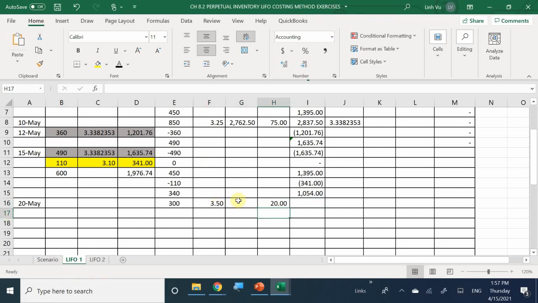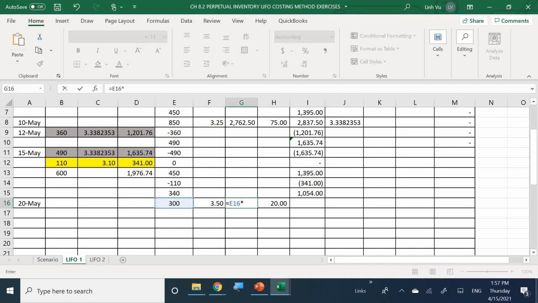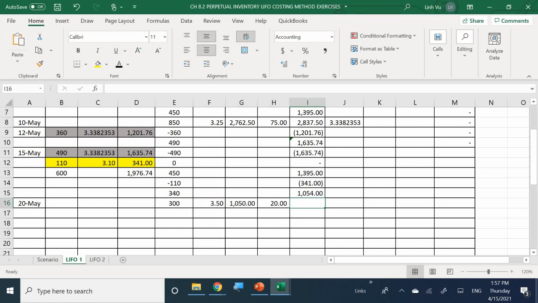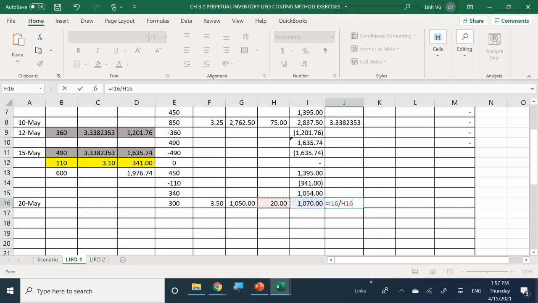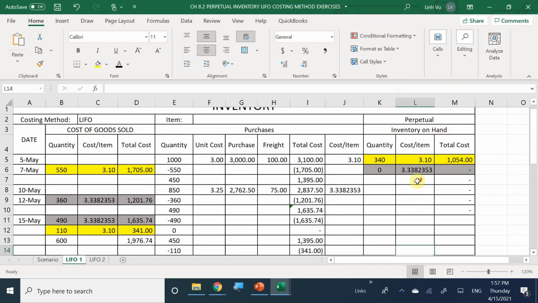Okay, so what is my total purchase price? $1,050. Right, so we take 300 times 3.50 to get 1050. Add the freight, and we get $1,070 for your total cost. Then you take your total cost and divide it by your quantity, and you should get 3.56667. Okay, so this one I'm going to expand so you can make sure you understand that this is not an evenly distributed number.